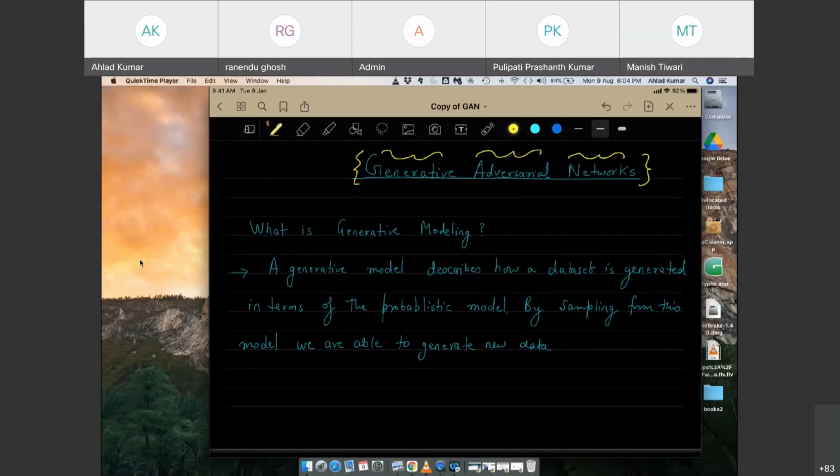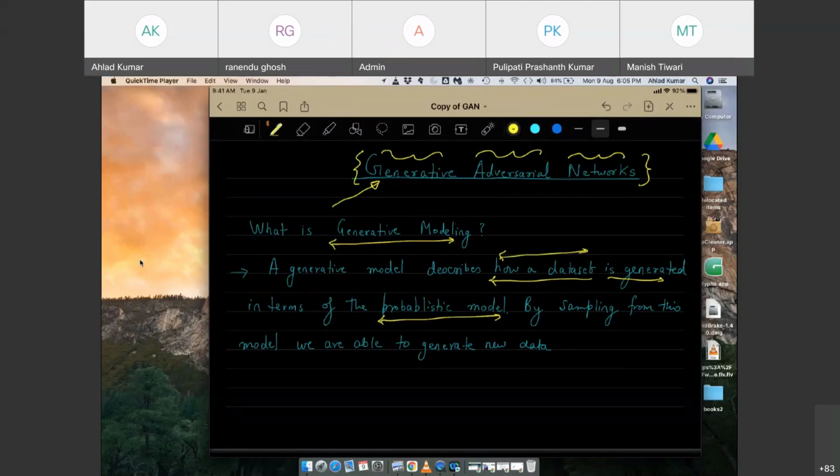So the first term that comes in generative adversarial network is generative. Let's discuss this first, and then we will proceed further. The question that will be coming in everyone's mind is, what is generative modeling? A generative model describes how a data set is generated in terms of a probabilistic model. We are setting up a probabilistic model from where we want to generate a new data set. This is what generative models are all about: how to generate a data set from the probabilistic model.